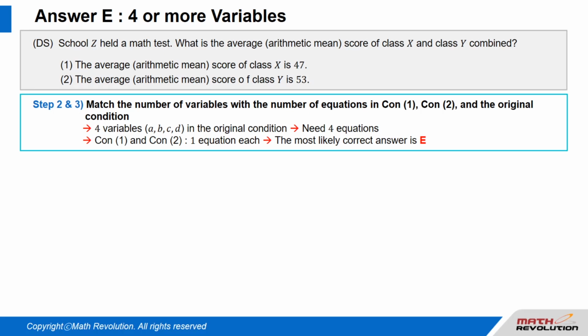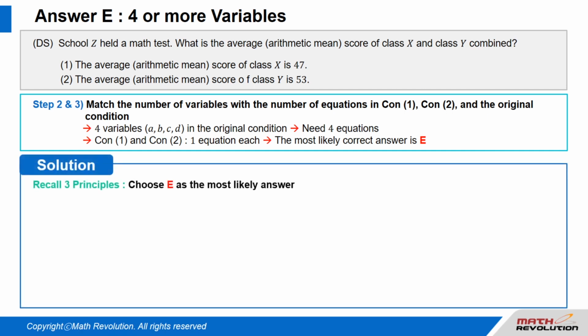Follow the second and third steps. From the original condition, we have 4 variables, A, B, C, and D. To match the number of variables with the number of equations, we need 4 equations. Since conditions 1 and 2 will provide 1 equation each, E would most likely be the answer. It is 90% likely that the answer would be E if there are 4 variables based on the 2x2. Recall 3 principles and choose E as the most likely answer.